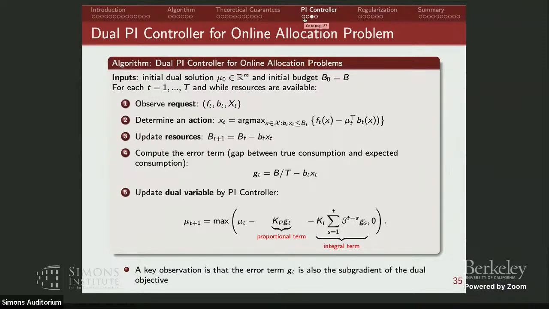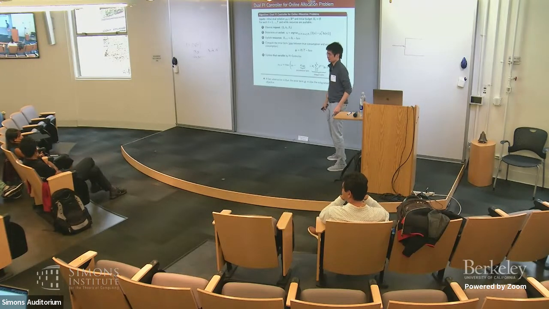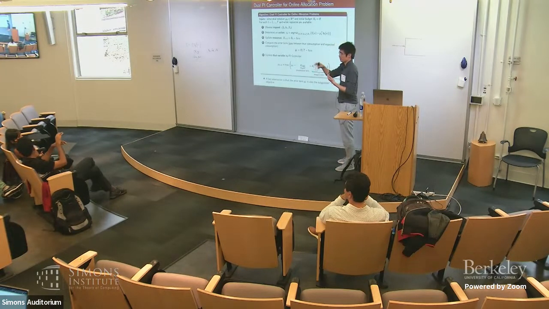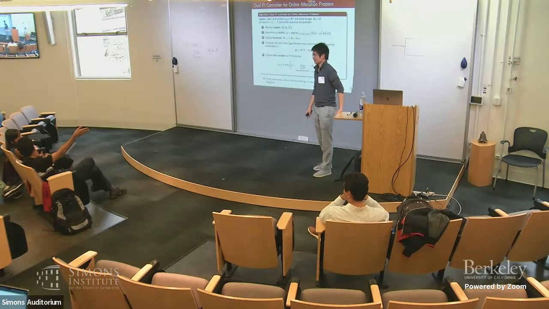Why is it called that? Because this term is the proportional term, this term is the integral term, so there's a P controller and an integral controller. Is there a history from some kind? Yeah, it's classic control theory stuff. You take the temperature, we have a target. G_t is the error. That's exactly what he's doing. The O_t is what you should spend.